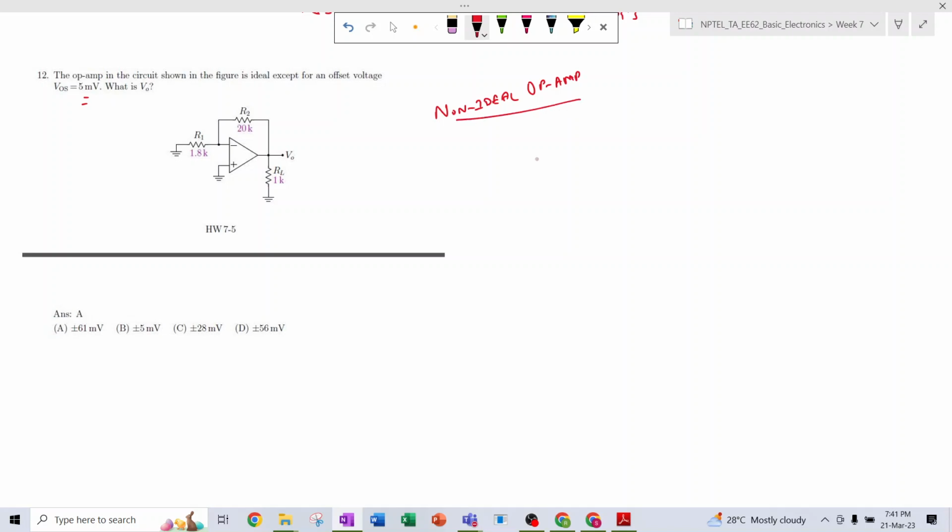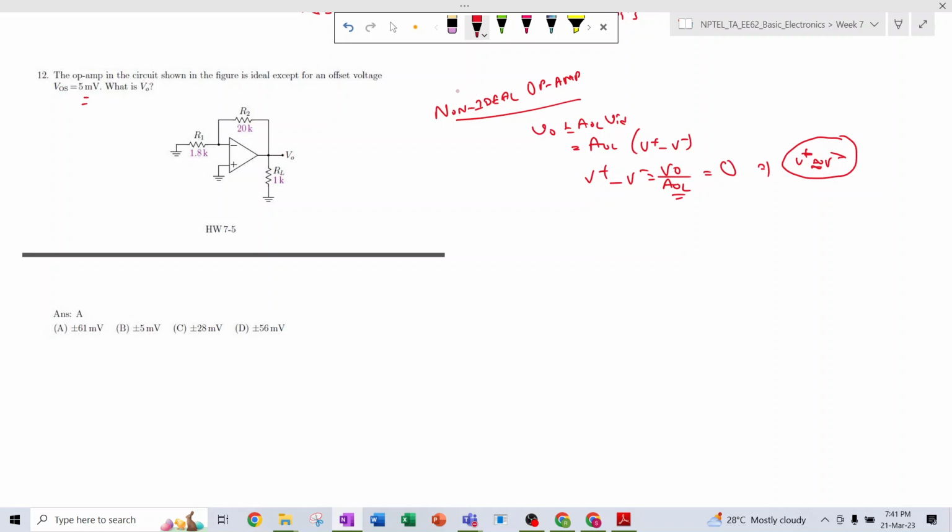So in the ideal op-amp, we have seen that VO, the output, is AOL times VID. I have already discussed this. So AOL times (V plus minus V minus), and V plus minus V minus is VO divided by AOL. AOL is so large that it tends to 0. That means V plus is almost equal to V minus, but that is the ideal case. Practically this is not possible.